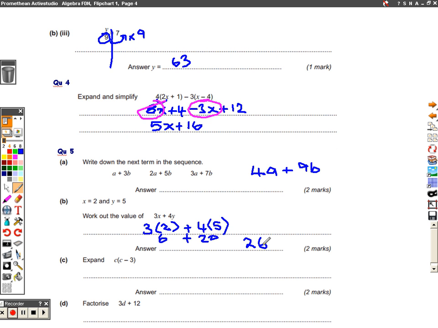Okay, expand the next one. Multiply out. C times c gives you c squared. C times 3 gives you minus 3c. And the last one, factorise, means put into brackets. So open your bracket. 3. 3 times what gets you back to 3d? D. 3 times what gets you back to 12? 4.